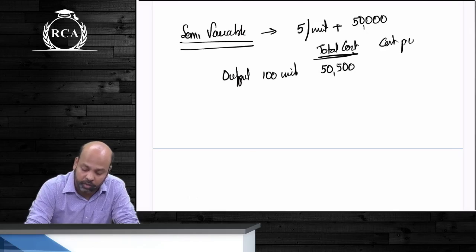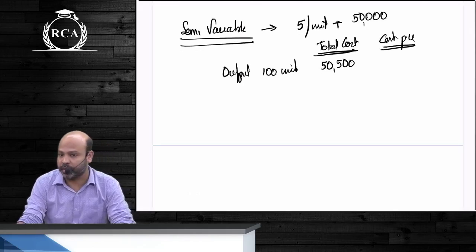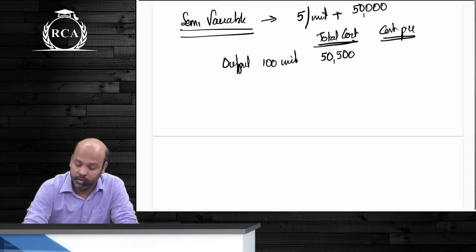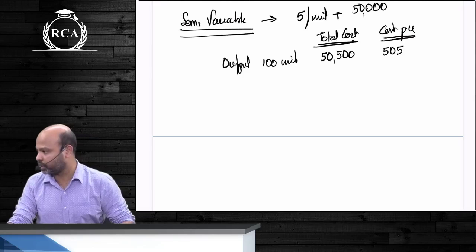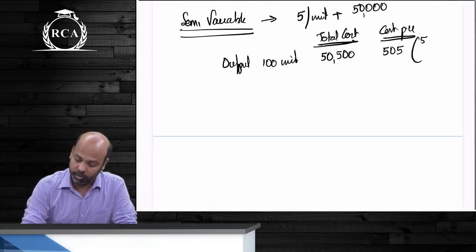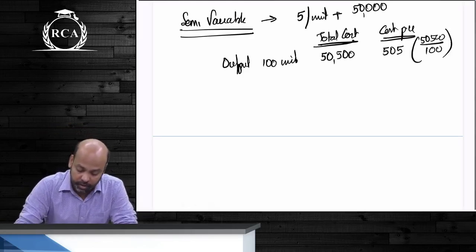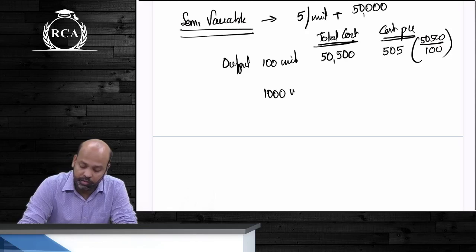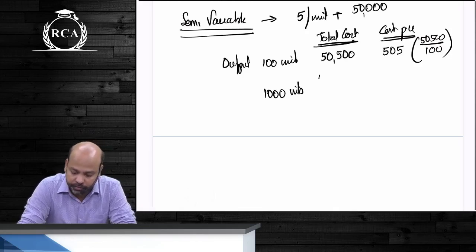How will you get cost per unit, guys, when you're incurring an amount of 50,500? You divide that 50,500 by 100 units. The cost per unit is 505. If the output is 1000 units, what will be your total cost?